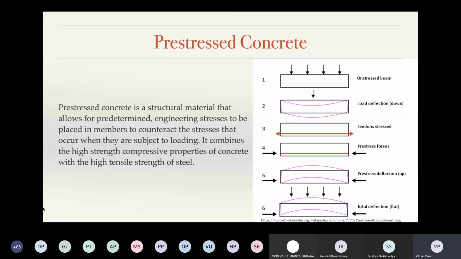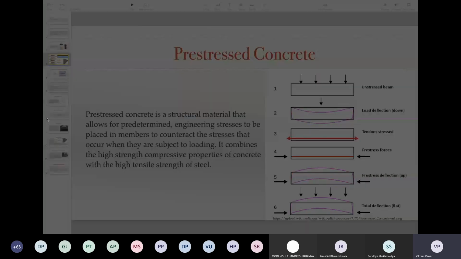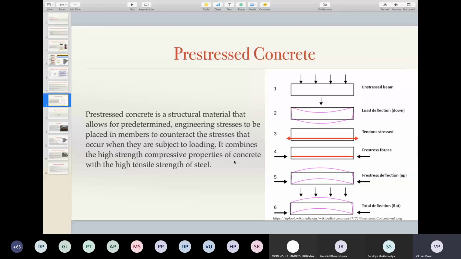When it is loaded, there is a downward kind of deflection, right? So this downward deflection is counteracted when you have a tendon stressed in both directions. When they are stressed in opposite directions, there is also a simultaneous pressure applied at the bottom portion so that they are held together. Now, these tendons, when they are stressed and they are released, there are two methods we'll come to in some time.